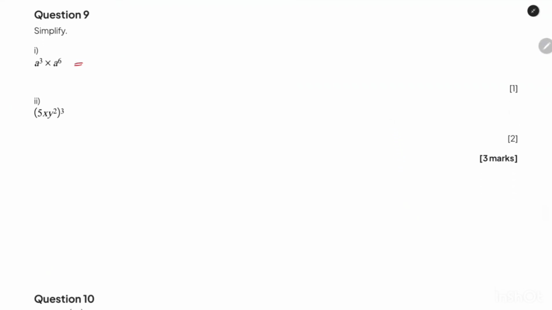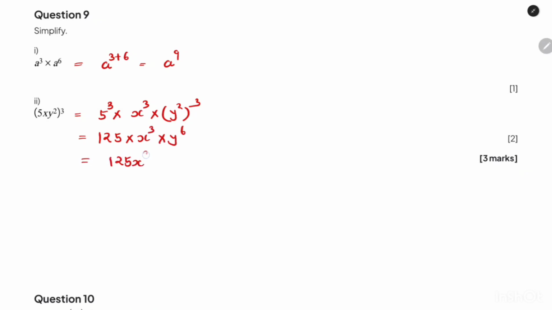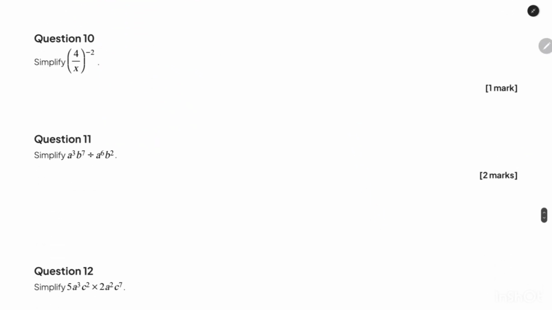This is a simple one. In multiplication, if the bases are same, you add the powers. So that's a raised to 3 plus 6. So that is a raised to 9. This kind of questions are also done already, that if there is a common power in multiplication, give them the separate powers. So 5 raised to 3, x raised to 3 into y square raised to 3. So this is 125 into x raised to 3 into y raised to 6. So your answer is 125 x cube y raised to 6. Clear? See the 10th question.